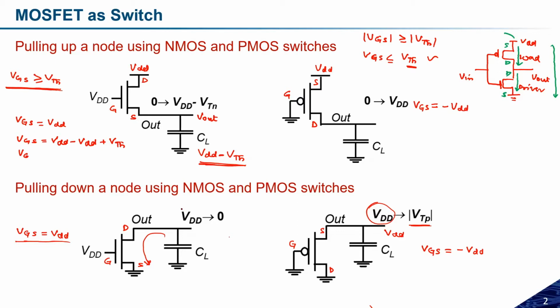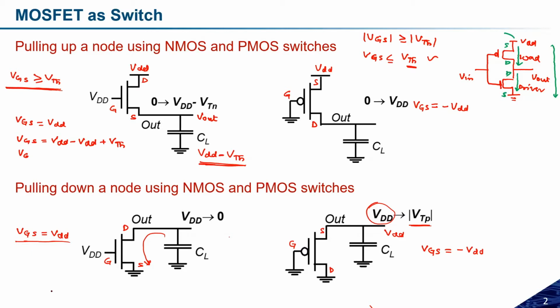Whereas, because the PMOS transistor is responsible to completely charge the output voltage, we can recommend the PMOS transistor should be in the load side, and similarly the NMOS transistor in the driver side, so that you can discharge the output capacitor completely. So this is really very important.